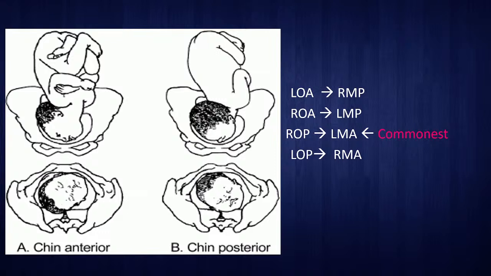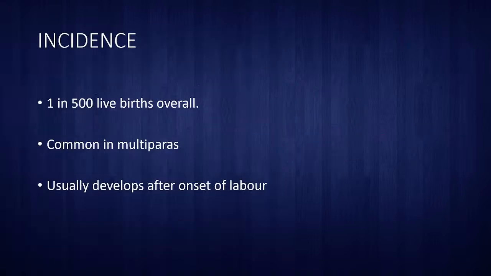Okay. So left mento anterior is the commonest. Incidence is around 1 in 500, common in multipara, because abdominal laxity will be there. It usually develops after onset of labor, because with onset of labor, if there is more space and more compression from the upper side due to uterine contraction, the head may become extended.